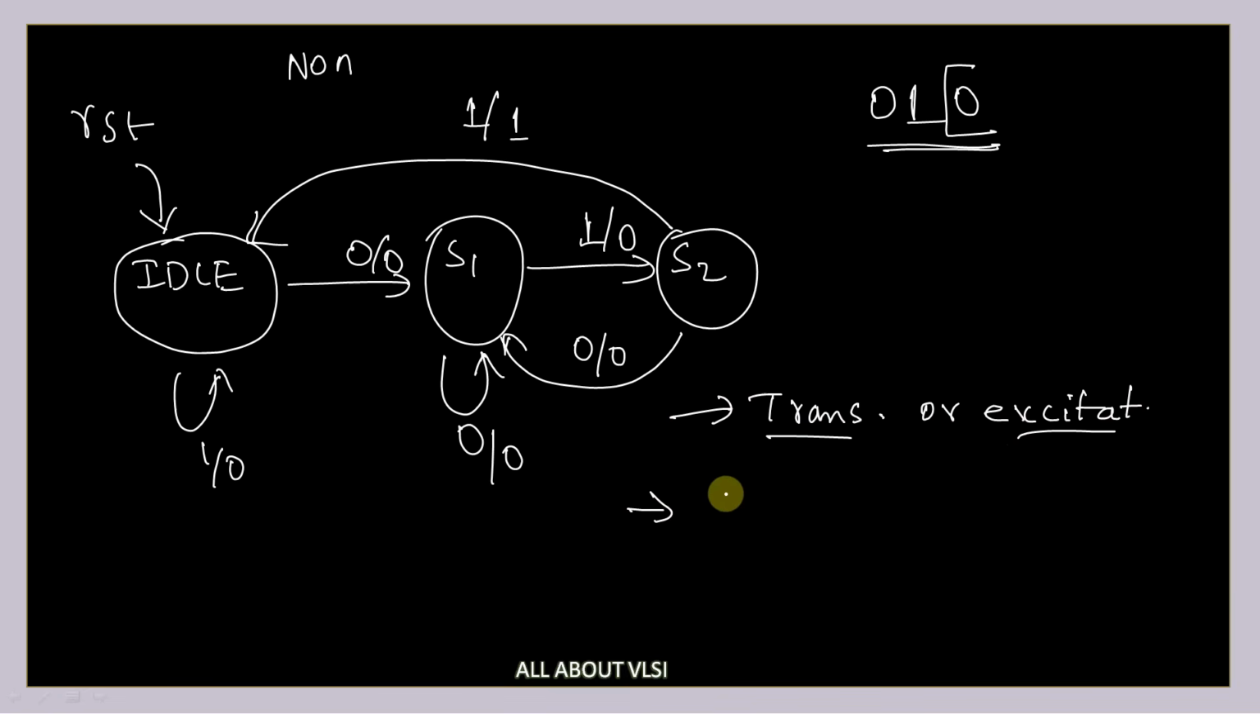Let's say I consider a D flip-flop. First of all, I need to consider how many flip-flops I need for this. So I need 0.